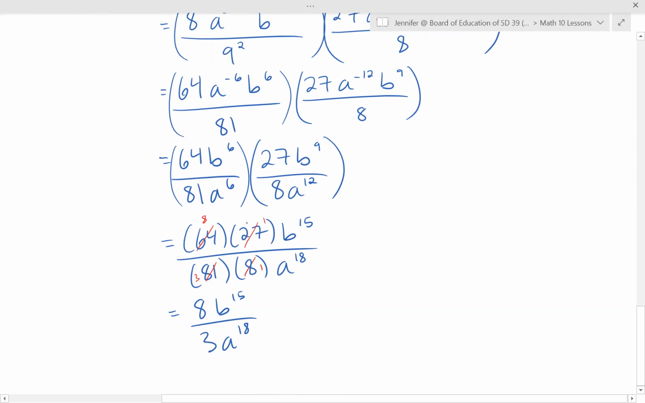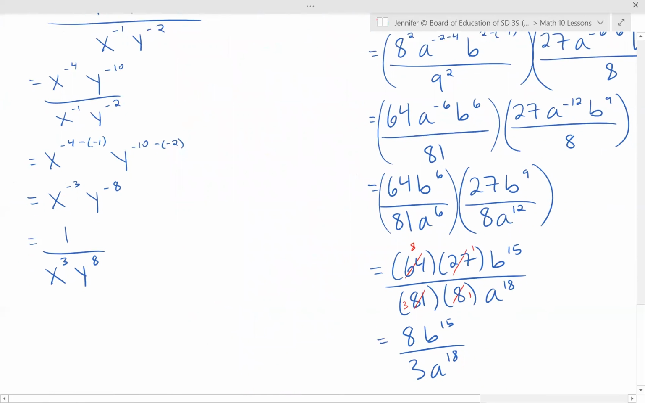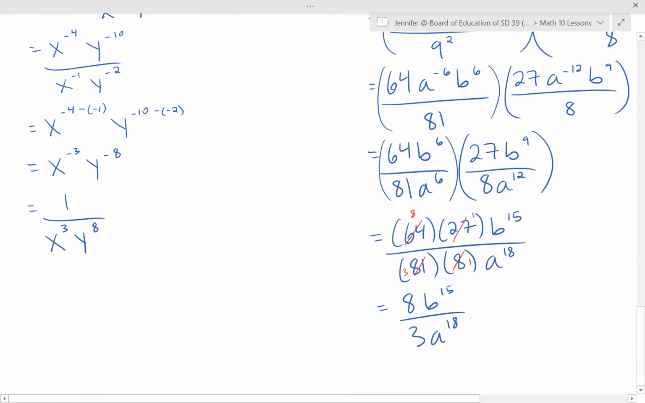Instead of having a big mess on my calculator or on paper, I simplified right away because 64 divided by 8 just gives me 8. And then 81 divided by 27 gives me 3. So that was actually an easier calculation than it might look like originally. And then this is fully simplified because the fraction is fully simplified and these do not have the same roots. So that is our review of exponent notation and exponent laws.